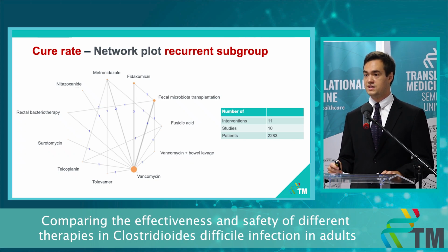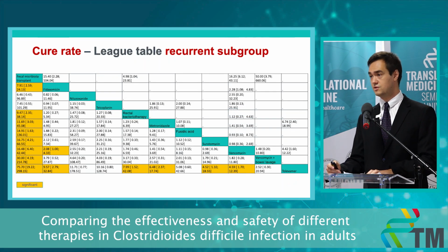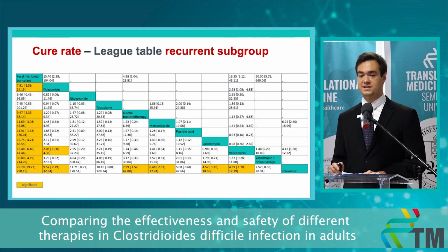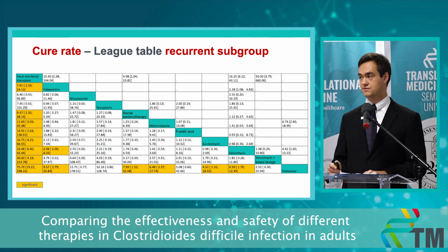For this analysis, we included only those studies which included patients who suffered from recurrent C. diff infection. For this analysis, we included 11 interventions from 10 studies, and more than 2,200 patients were included for it. This is our league table. FMT became the first here, and if we compare FMT with fidaxomicin, for example, we can say that in the FMT arm there is almost 8 times higher chance of recovery than in the fidaxomicin arm, and this is a mathematically significant result.